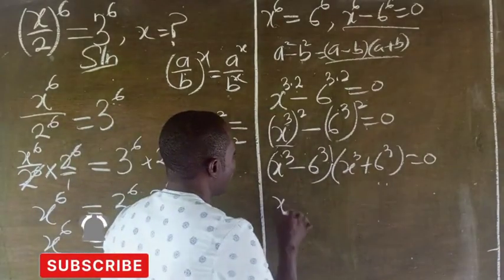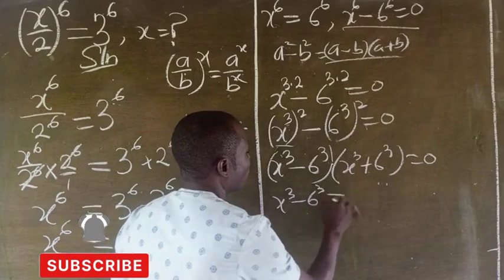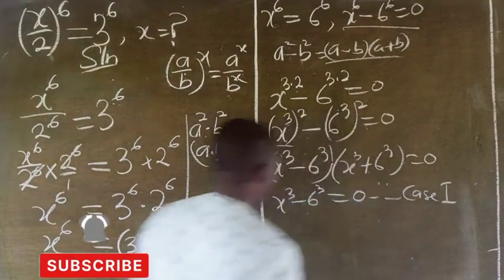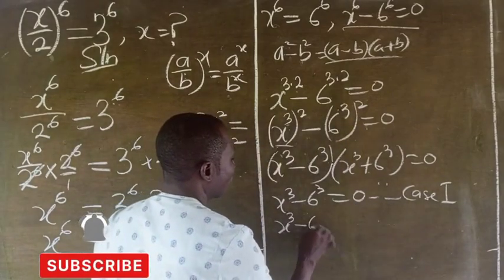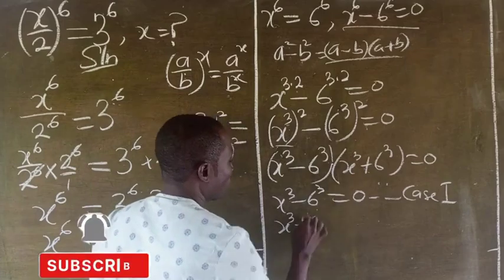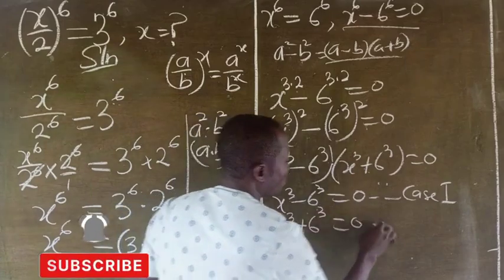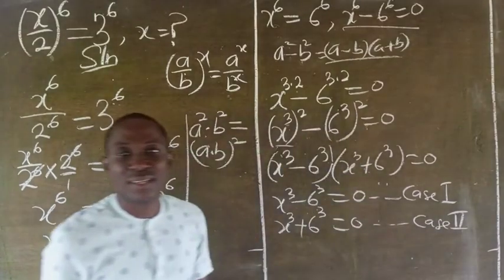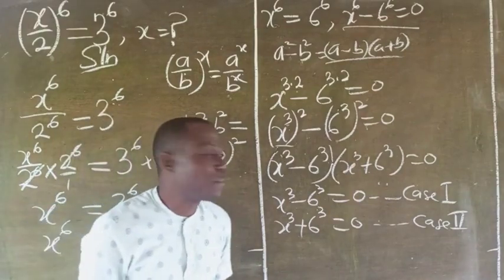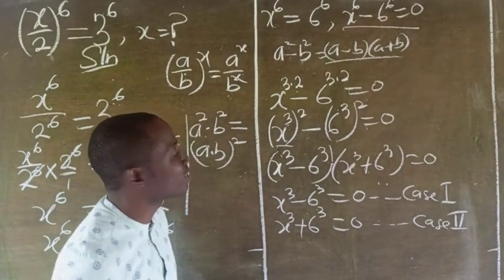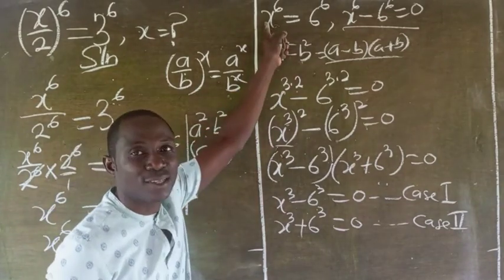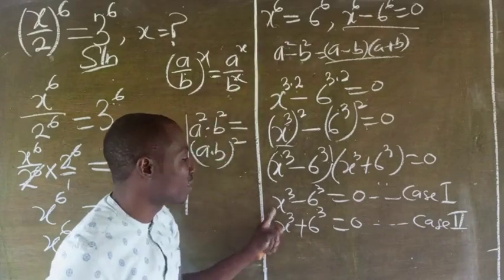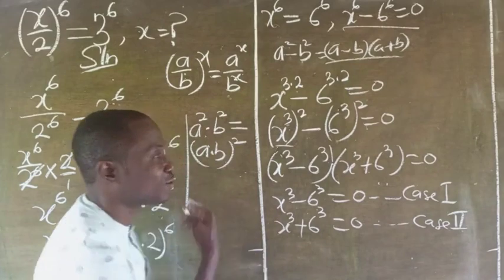So it's either s raised to the power 3 minus 6 raised to the power 3 equals 0, we'll call this case 1, or s raised to the power 3 plus 6 raised to the power 3 equals 0. Let's call this case 2. So we're going to treat the different cases separately. Before I go on, we expect to have 6 answers because s is raised to the power 6. So we will end up having 6 answers, 3 answers for case 1 and 3 answers for case 2. And let's continue from here.